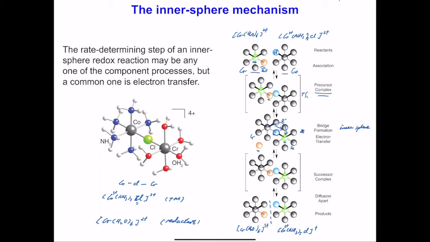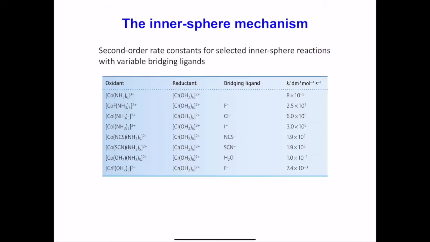Another thing I want to point out is that for this reaction, maybe the formation of the bridged complex is the major barrier, but other steps can also be the barrier, the rate limiting step. So that's how the bridging ligand triggers the inner sphere redox reaction between two transition metal complexes.